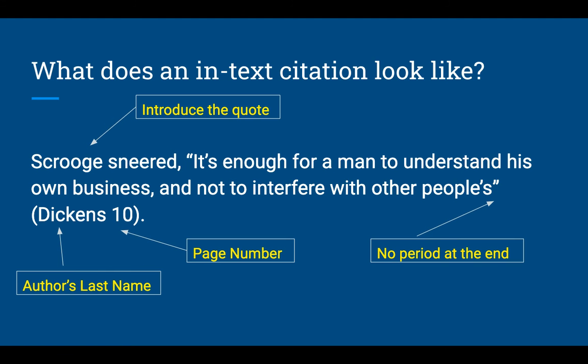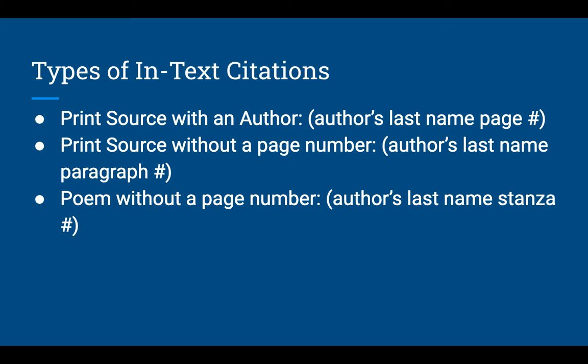So, when you are writing any type of quote within any of the writing that you do, it should look something like this. Now, there are different types of in-text citations, and these are only a few that we would use throughout the course of the year. So a print source with an author is normally a traditional book. It might be a newspaper if you physically have the newspaper in your hands, and that is going to be the author's last name and page number.